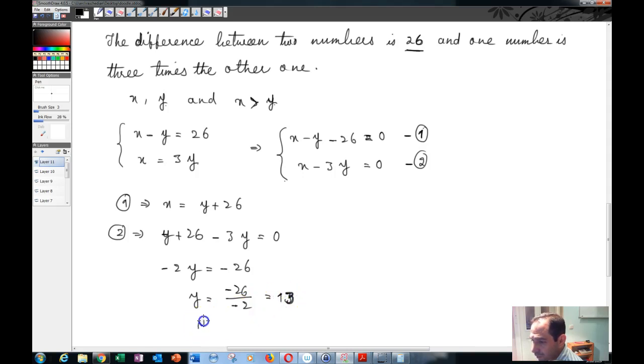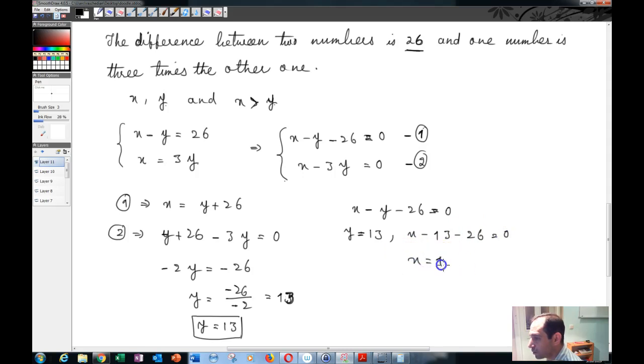Okay. So if y is equal to 13, you can now use y in any of these equations to get the other number. So basically, for example, this equation over here, x minus y minus 26 is equal to 0. And if y is equal to 13, then x minus 13 minus 26 is equal to 0. So x is equal to 13 plus 26, which is equal to 39. x is equal to 39.